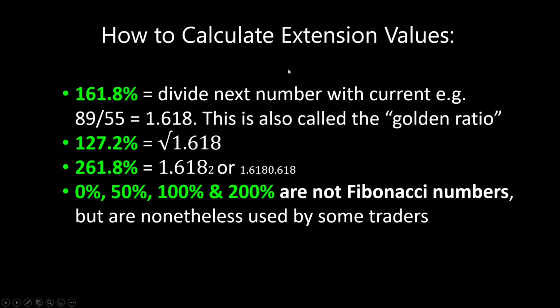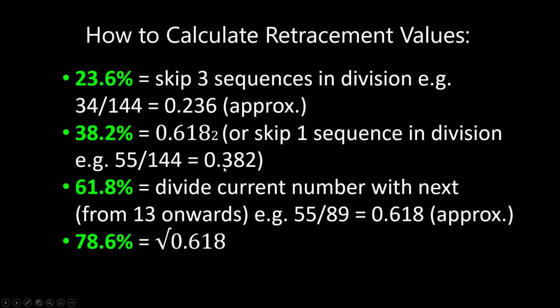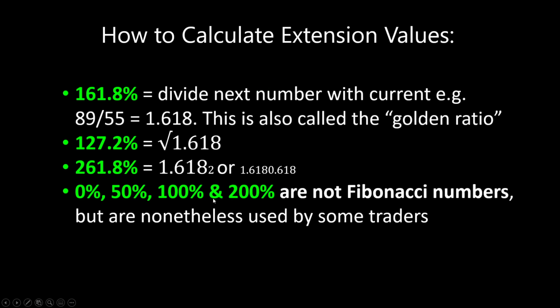So how do we calculate the extension values? Well, if you divided forward in the sequence, the extensions are dividing backwards in the sequence. So instead of 55 by 89 to get 618, we divide the opposite way, and that's how we get the 161.8. So this is also called the golden ratio. This 161.8 shows up everywhere on your charts when you're looking for extension targets, when you're looking for take profits. The 127.2 is the square root of the golden ratio. So remember that this was the square root of 618. The square root of 1618 is the 1272.